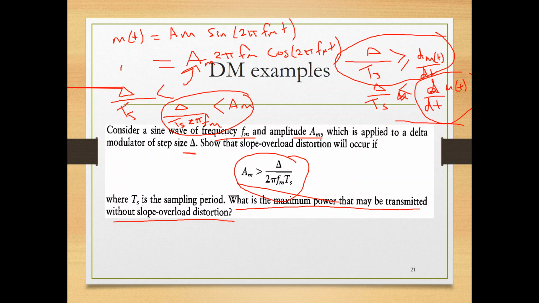What's the maximum power that may be transmitted without slope overload distortion? If this is the amplitude of your sine wave signal, what's the power? If you have a 1 ohm resistor, Am square over 2. Yes, this is the power. So what you need to do is substitute the value of Am in terms of delta, Ts, Fm here and get the result. And if I give you values in a multiple choice or circle question, you can substitute these values and then find the answer. Great. Is that beautiful? Is that understood?